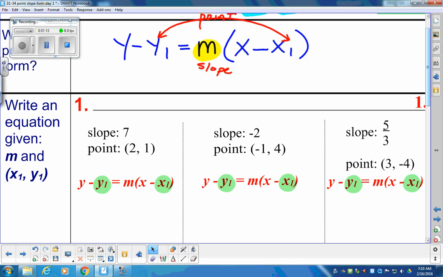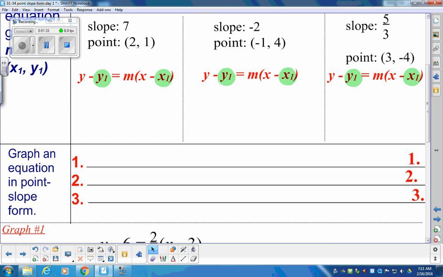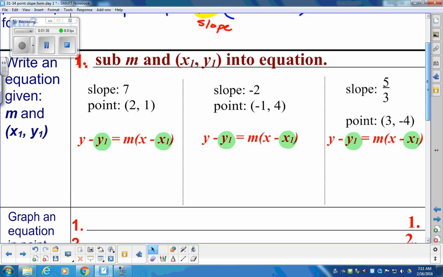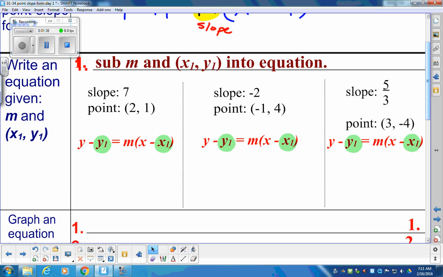All right, so for step 1, what we're going to need to do is substitute the m into the equation and the x1, y1 into the equation. So we substitute m and one point into the equation. X and y will stay as stop signs. All right, so let's just try that substitution. We're not really solving anything here. We're just going to practice how we substitute in before we start to solve in our work today.